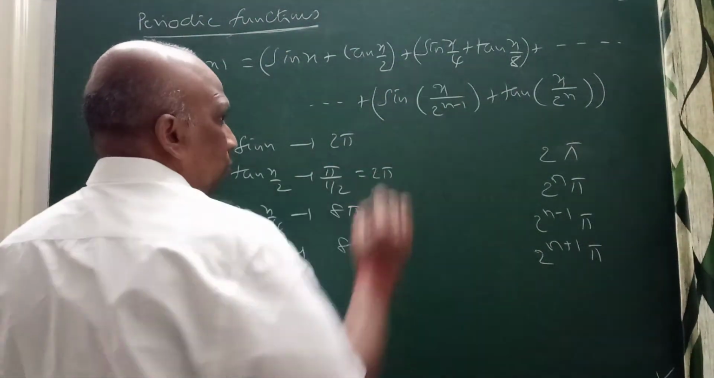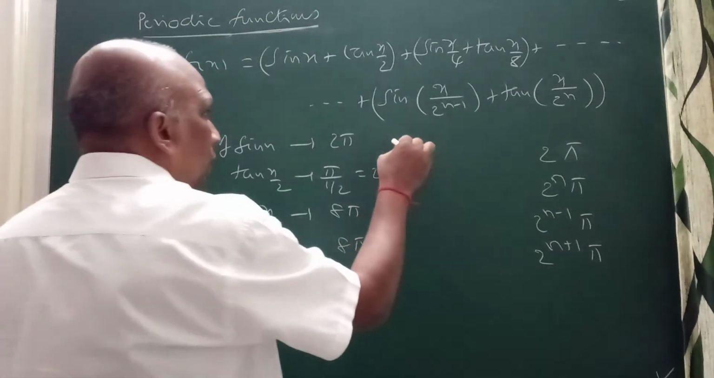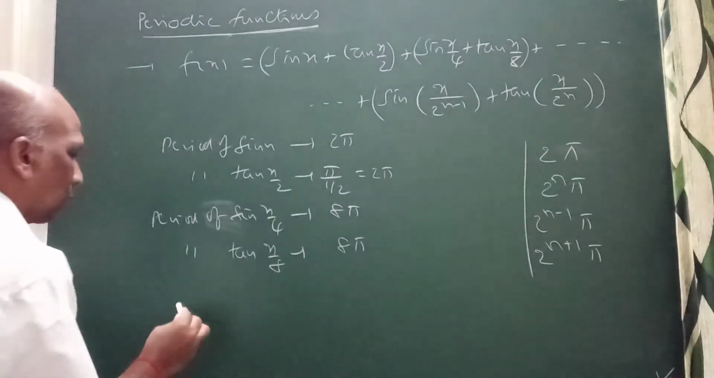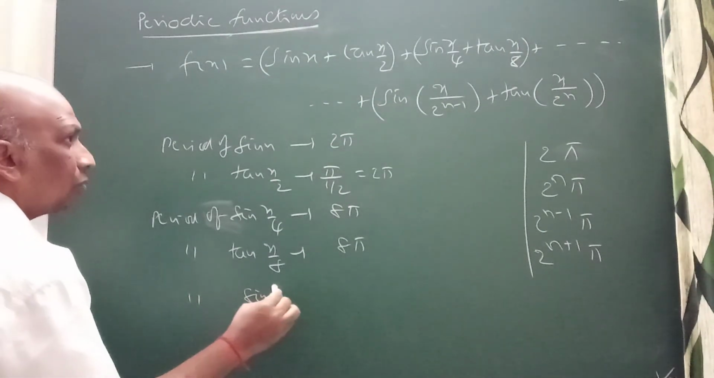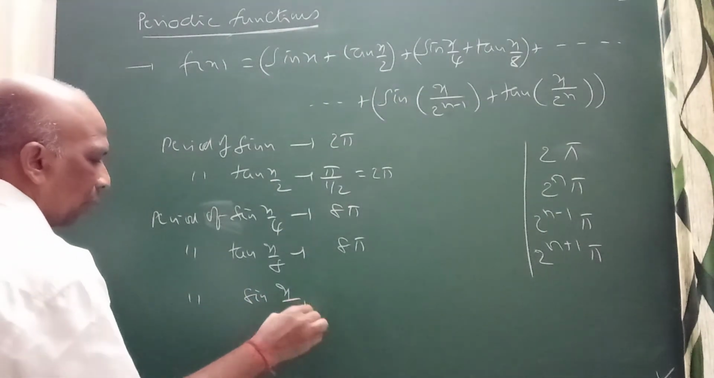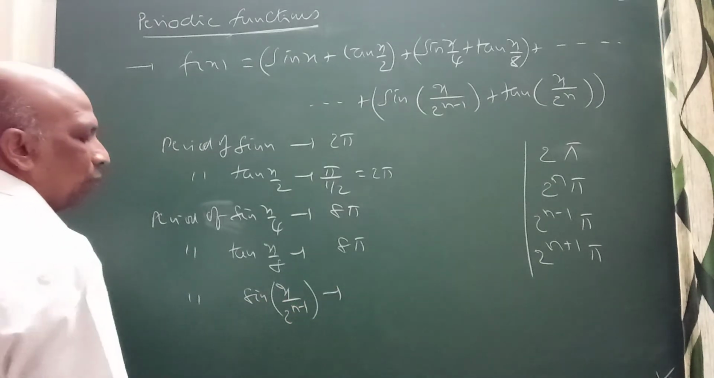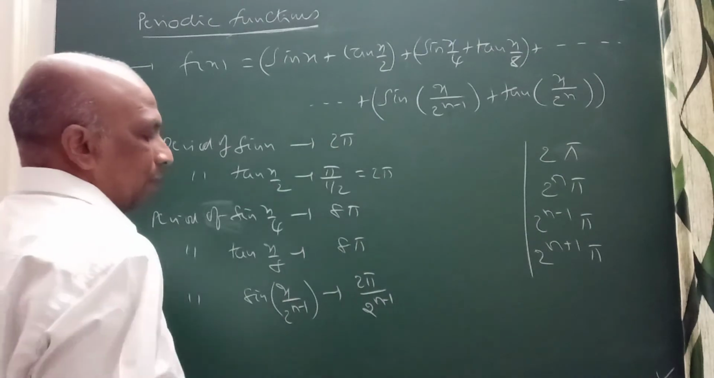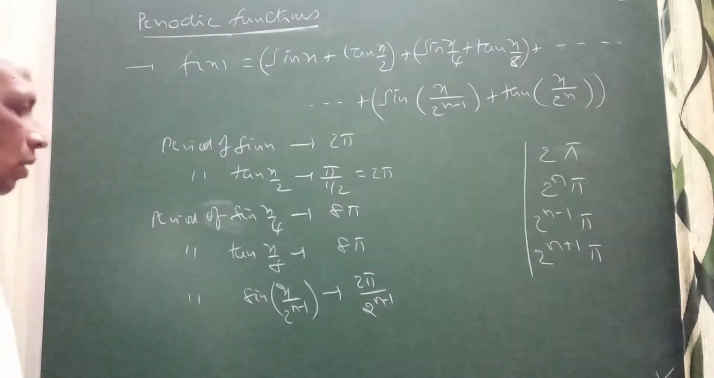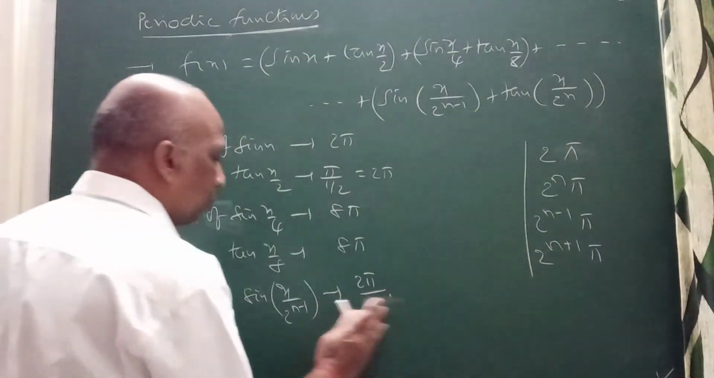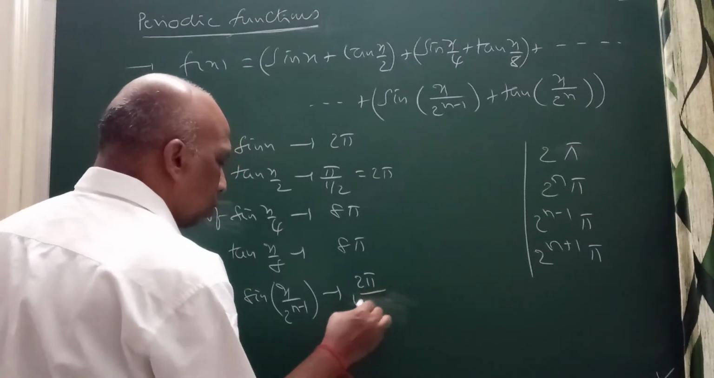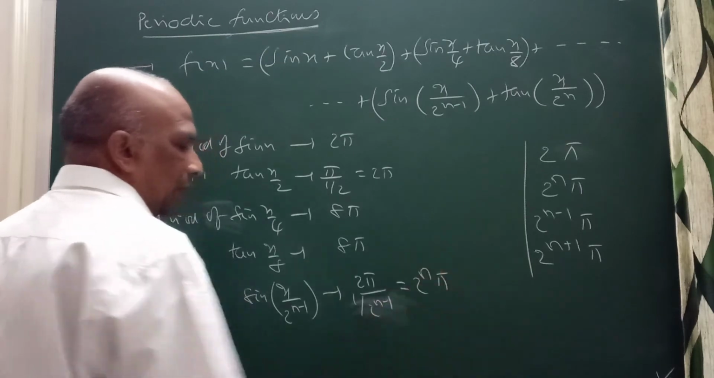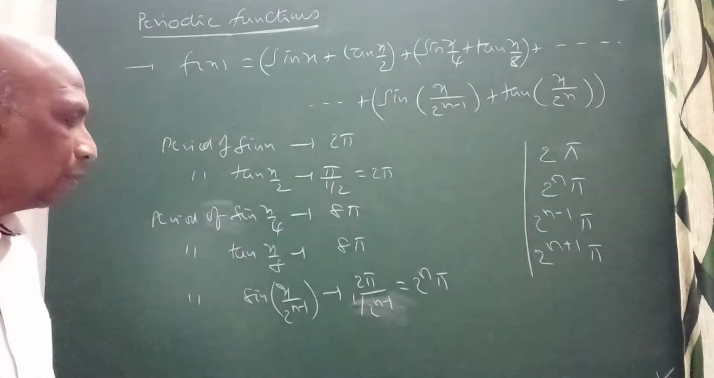Think about the period of this one. When I am talking about the period of sin of x by 2 power n minus 1, if we take this one, you will get 2 pi by 1 by 2 power n minus 1. So it comes 2 power n into pi. This is 1 by 2 power n minus 1.